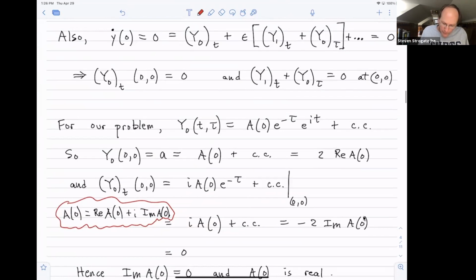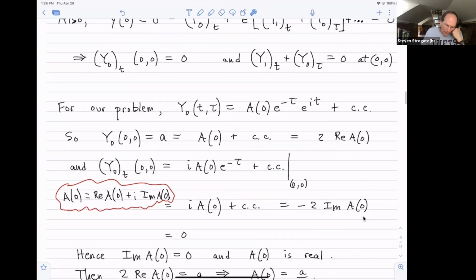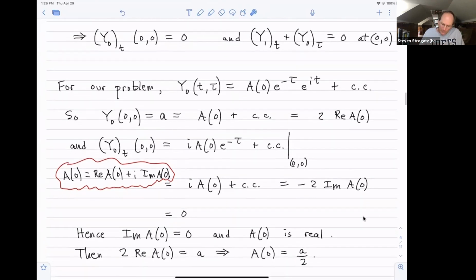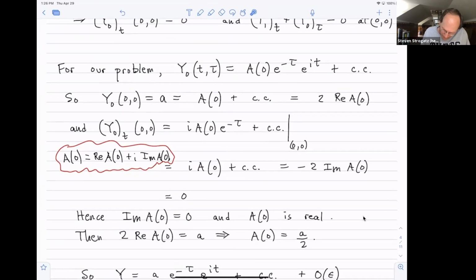Anyway, where are we? This whole expression, y0 sub t at 0, 0, is supposed to come out to be 0. So that tells me the imaginary part of A is in fact 0. In other words, this A that I worried about being complex is actually real. But now we know that. And so we can conclude, by solving this little bit of complex algebra, that A at 0 is just the initial amplitude over 2.